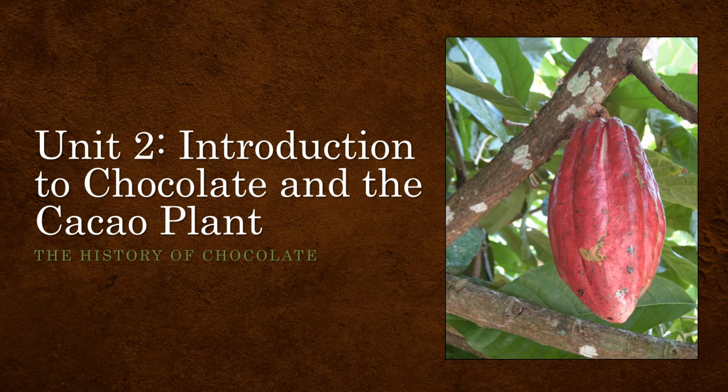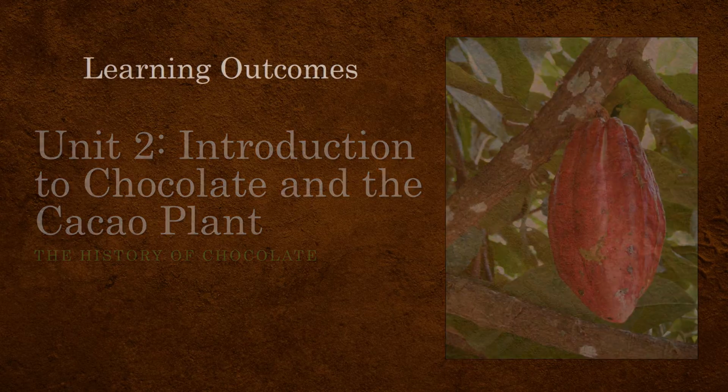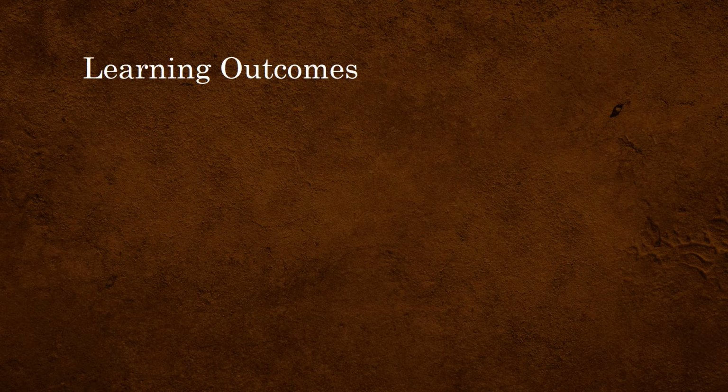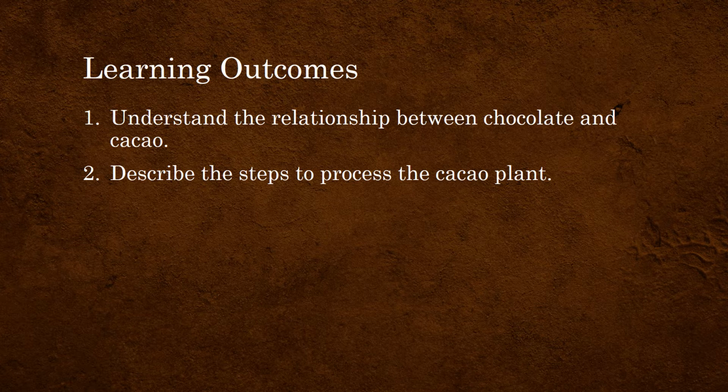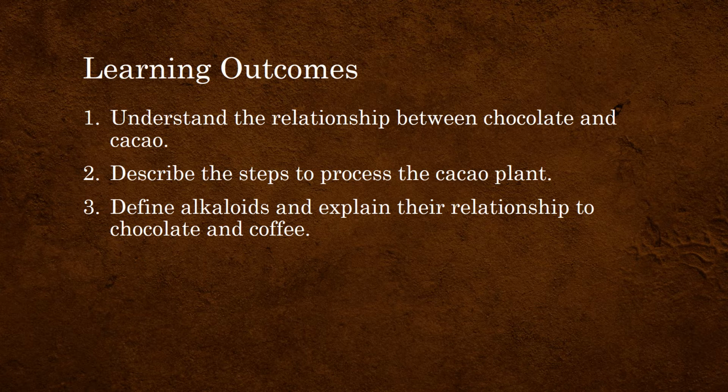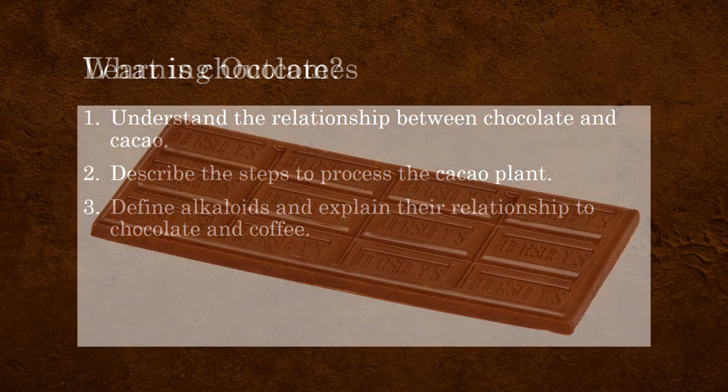Second video podcast of the history of chocolate. This is Unit 2, Introduction to Chocolate and the Cacao Plant. The learning outcomes for this video podcast are: Number 1, understand the relationship between chocolate and cacao. Number 2, describe the steps to process the cacao plant. And number 3, define alkaloids and explain their relationship to chocolate and coffee.